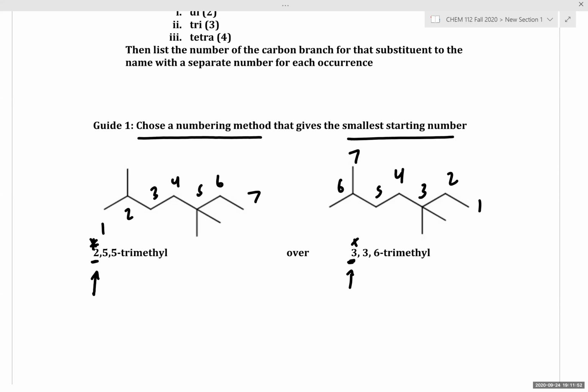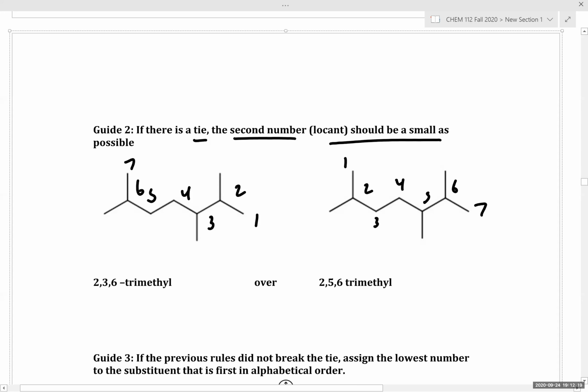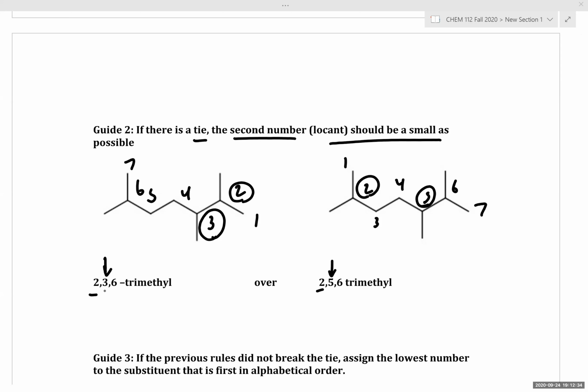Perfect. So let's look at another example. If there is a tie, then the second number should be as small as possible. So for example, we use the numbering method 1, 2, 3, 4, 5, 6, 7, rather than 1, 2, 3, 4, 5, 6, 7. The reason for this numbering method is because we have a locant number of 2 in both of these cases, but our second locant number is 3 compared to a second locant number of 5, and 3 beats 5. 3 is smaller than 5. Does that make sense how to handle ties for our first locant number? Is everyone comfortable with this idea?